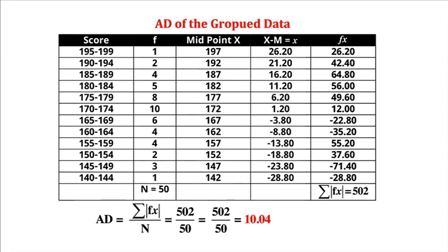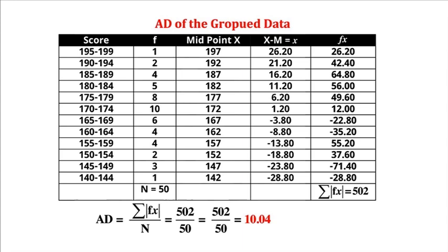Now, what do you want? fx. Multiply this x by frequency f. F is 1, 26.20. So, 1 multiplied by 26.20 is 26.20. 2 multiplied by 21.20, 42.40. Likewise, we will multiply all the frequencies with their respective small x value.